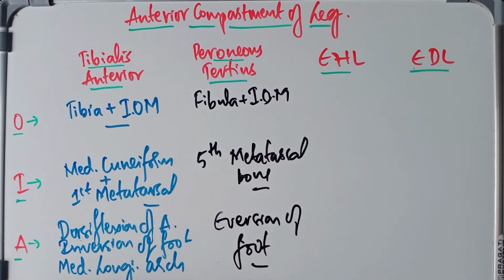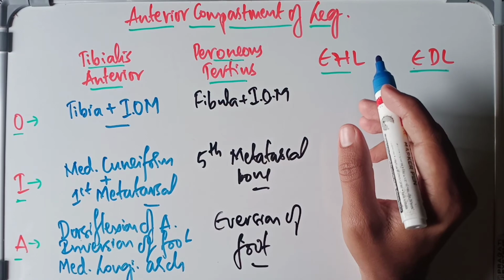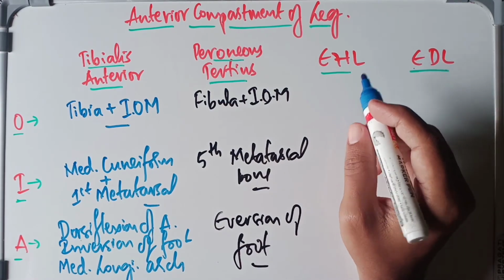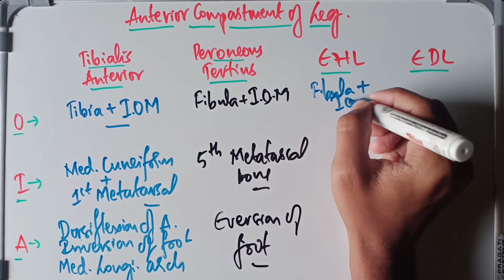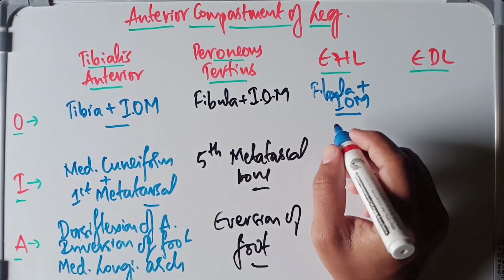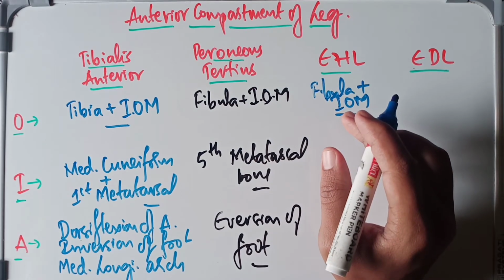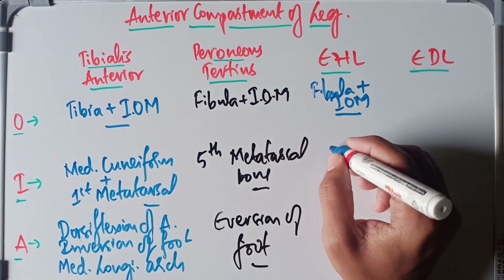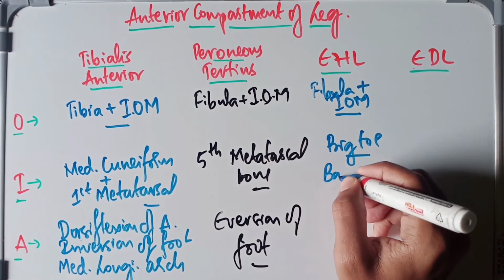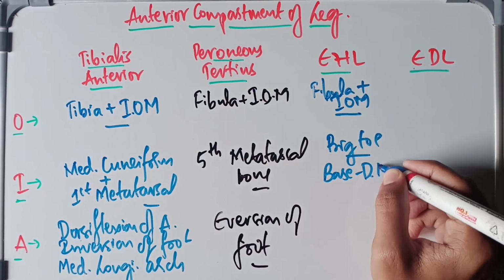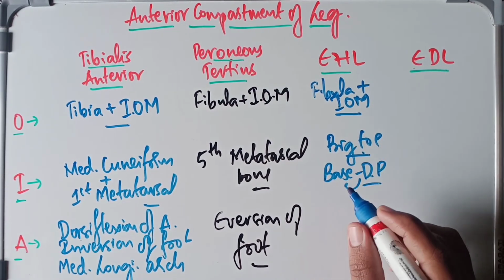Now moving on to the next muscle, which is called the extensor hallucis longus. Again, the origin is from the shaft of the fibula along with the interosseous membrane, and where is it inserted? Again, it is inserted into the base of the distal phalanx of the big toe. Need to remember, we have the big toe, right, and its base of the distal phalanx, base of the big toe, that's where it is inserted.